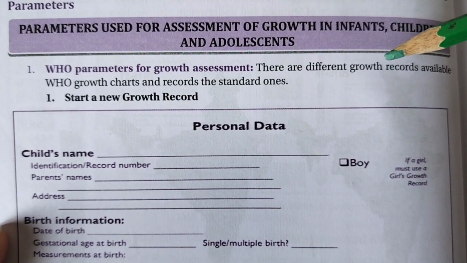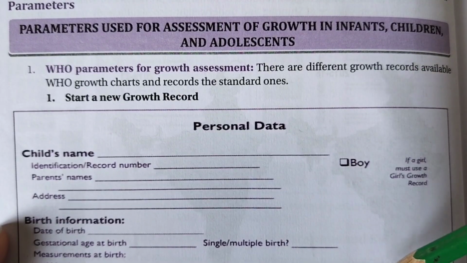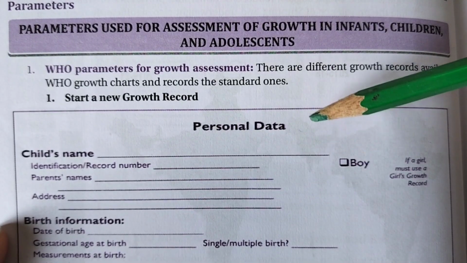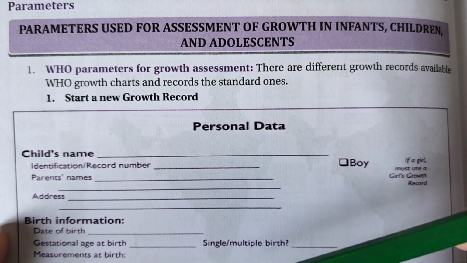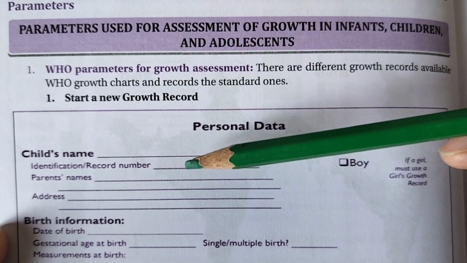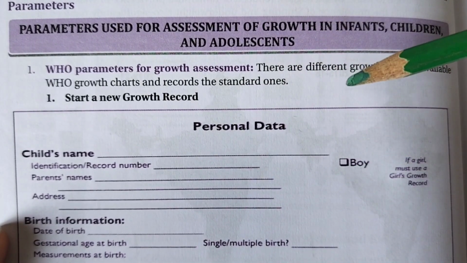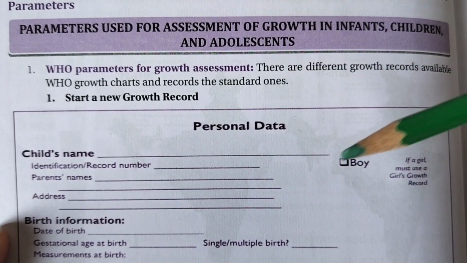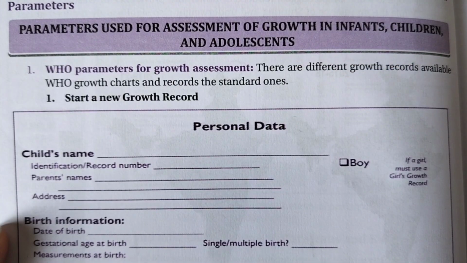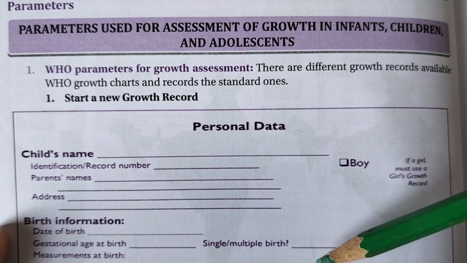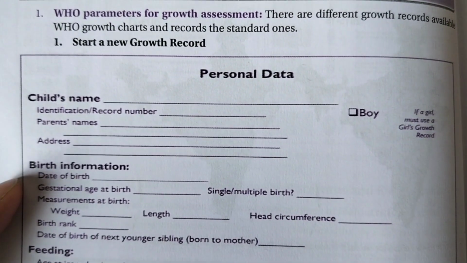There are different growth records available: WHO charts, records, and standard ones. They have given a chart that contains personal data of the child. That's the child's name, birth information, feeding, and adverse events. In the child's identification, record number, parents' names, etc., are things we have to fill in. Then birth information: date of birth, gestational age at birth, single or multiple births, head circumference, length, weight, etc., things we have to fill in.